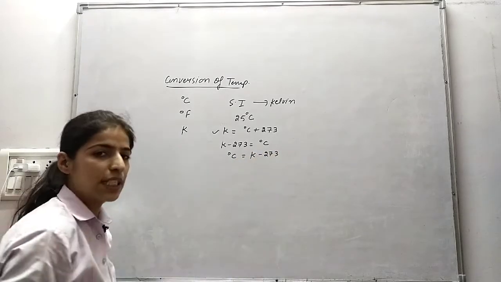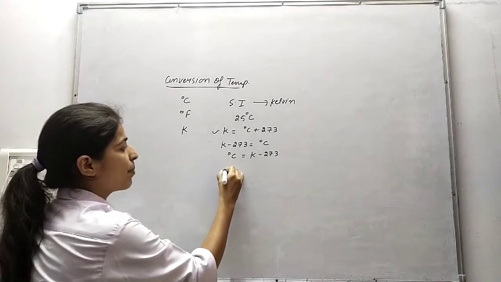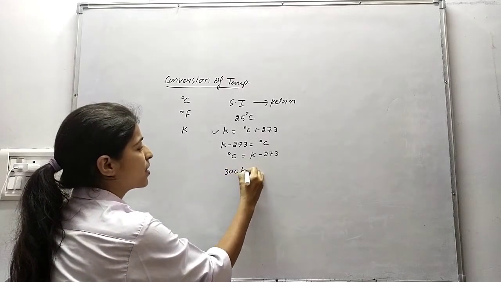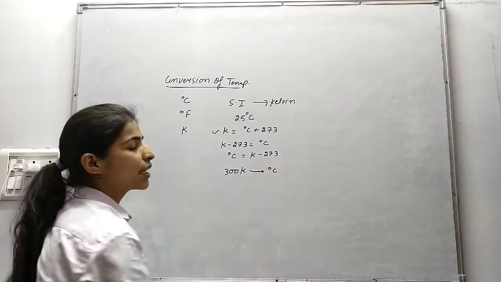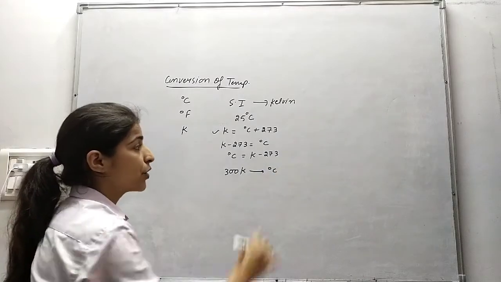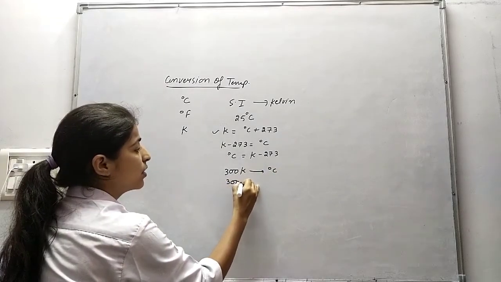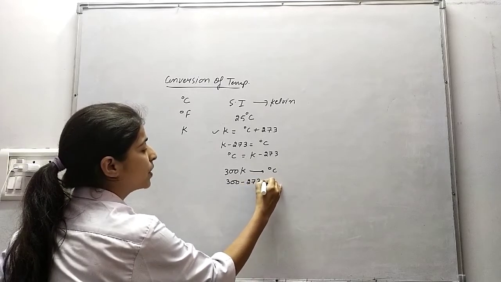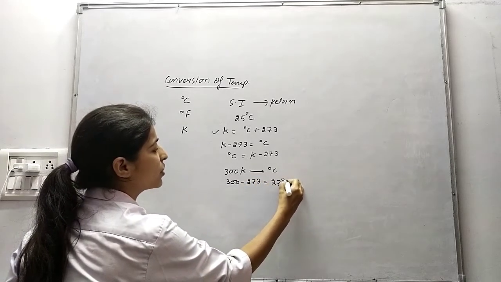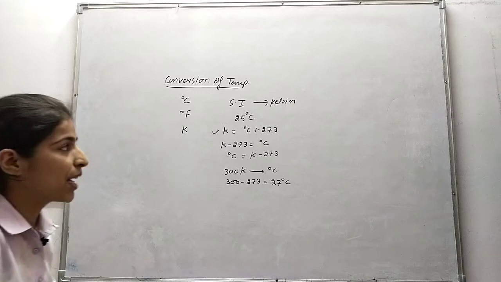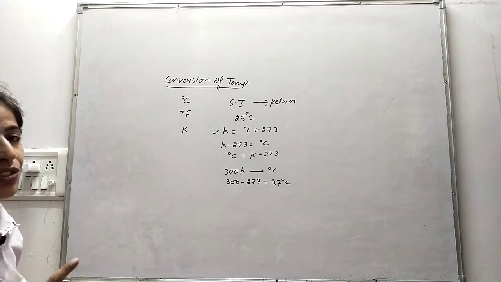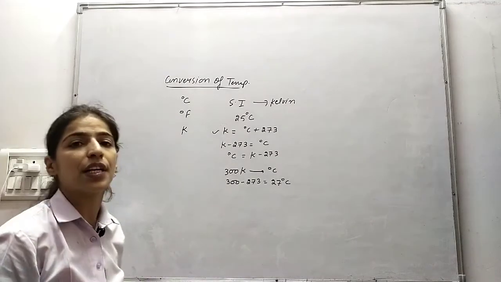If the Kelvin is given to you, for example, if 300 Kelvin is there and you have to convert it into degree Celsius, then subtract 273, it will become 27 degrees Celsius. Fine. By this method, we can convert degree Celsius into Kelvin and Kelvin into degree Celsius.